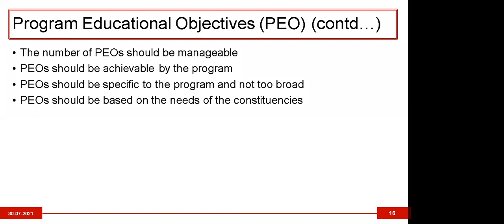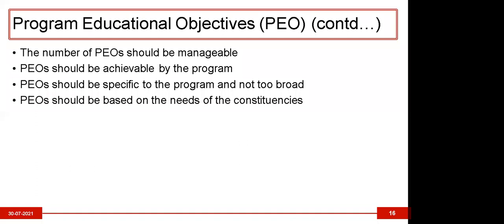With more PEOs, we have to map our PEOs with the POs. We want to make the PEOs mapped with the POs. Then accordingly, we are going to see the COs. So the realization process is going to become very complicated. That's the reason why we want to see that our PEOs should be managed. So 3 to 5 is advisable, and they need to be achievable. Just simply having the PEOs is not sufficient. We should be in a position to achieve them.